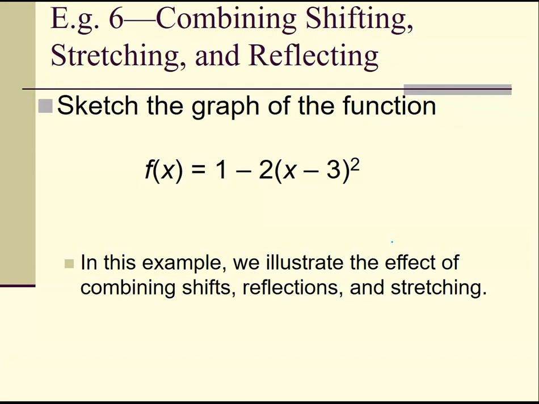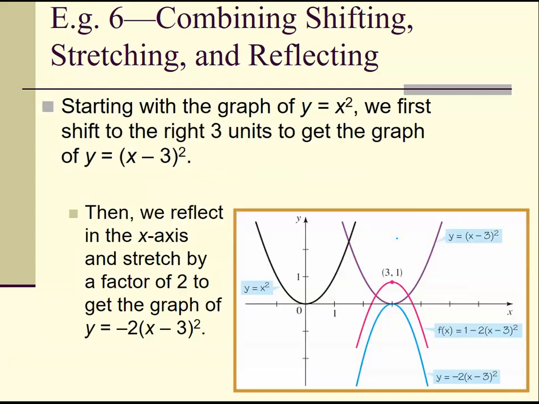Okay, let's try this one. Sketch the graph of the function f(x) = 1 - 2(x - 3) squared. We will try to illustrate the combination of shift, reflection, and stretching. So we have here the x squared. The graph is x minus 3, so it will go positive 3 here. But we also have the factor negative 2. So therefore we will have now negative 2, right? We have negative 2 there.